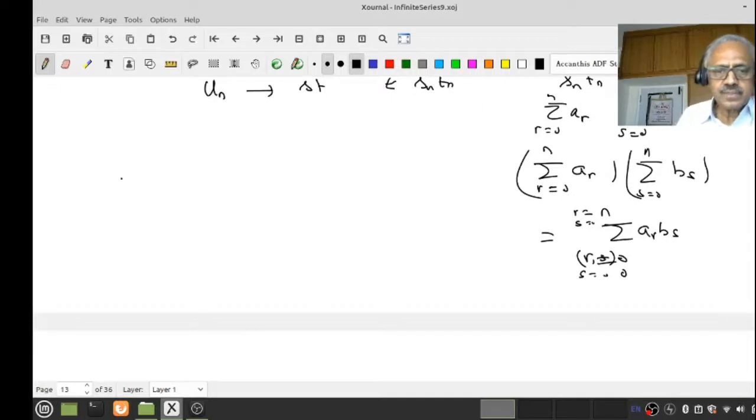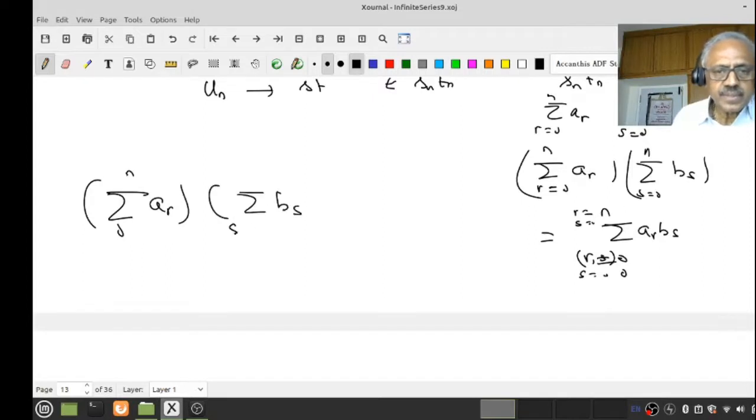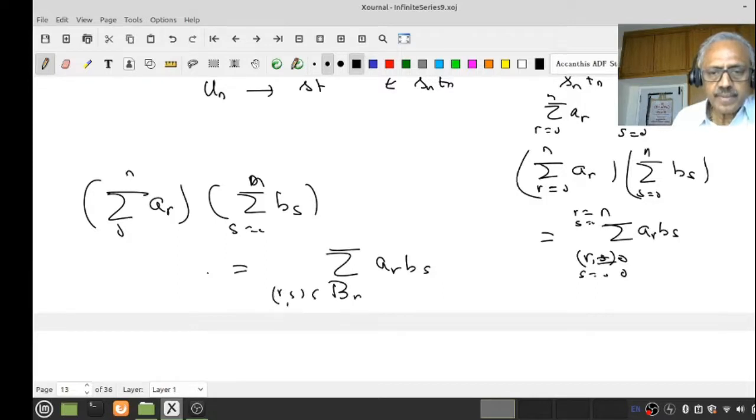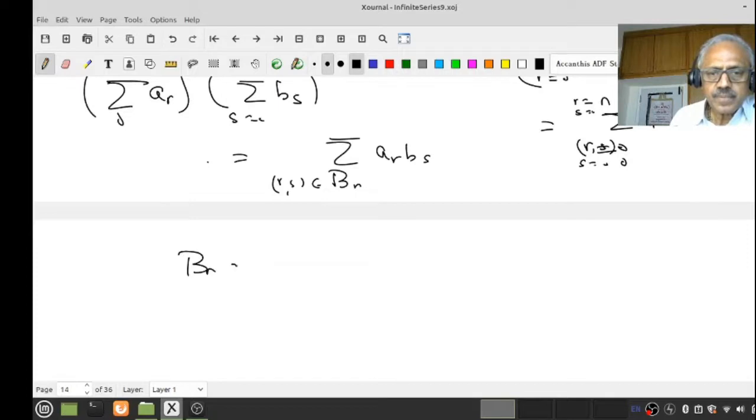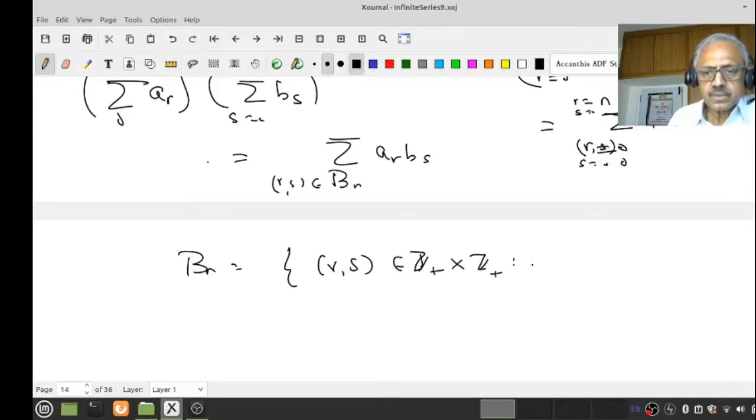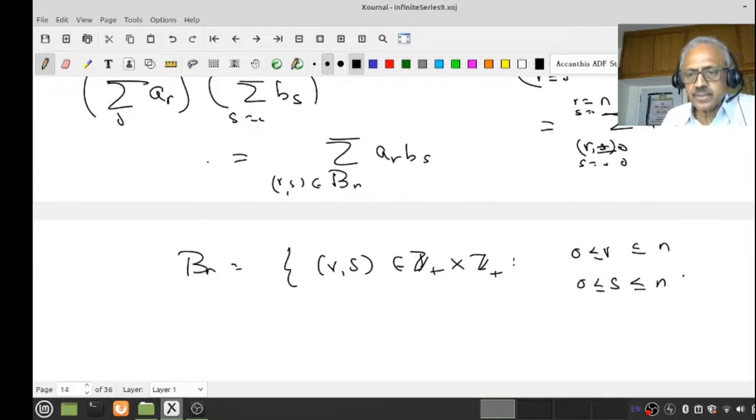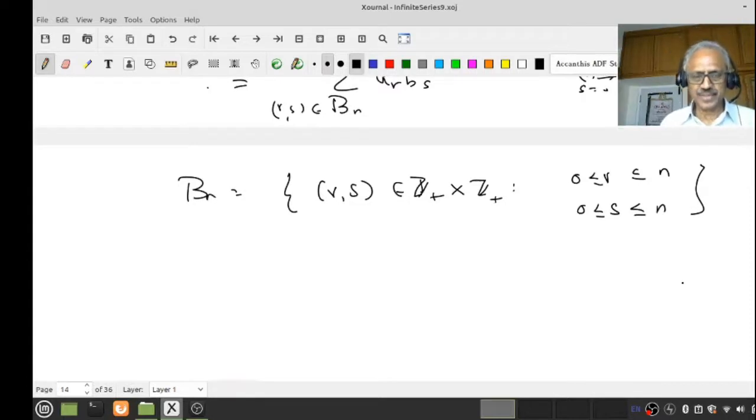Okay, therefore this I can write as the summation over r from 0 to n of ar, times the summation over s from 0 to n of bs, which equals the summation of ar bs where r and s are in Bn. What is Bn? Bn is the set of all (r, s) in Z plus times Z plus such that 0 is less than or equal to r is less than or equal to n, and 0 is less than or equal to s less than or equal to n. Do you understand this? That is why I call it purely algebraic; except at one or two places, what is involved is a purely algebraic argument. Are you following this?